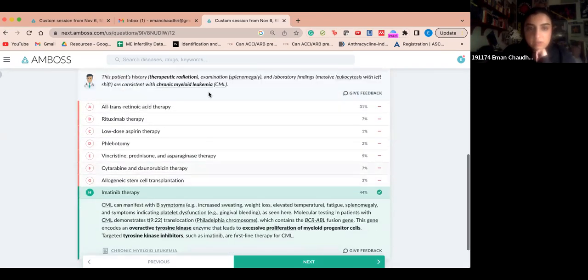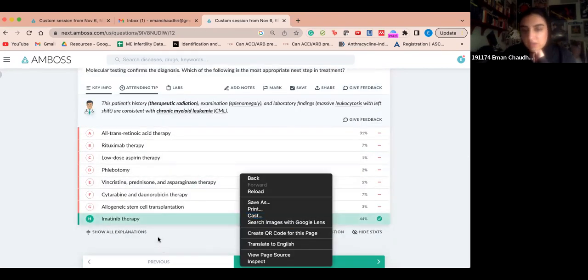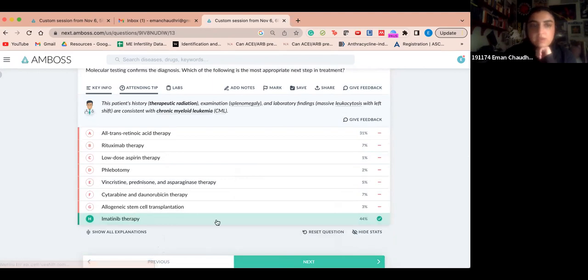Next question. I'm not going to go through these individually because there's too many and we're running out of time. But imatinib is the answer because it is CML. So is this the last question?